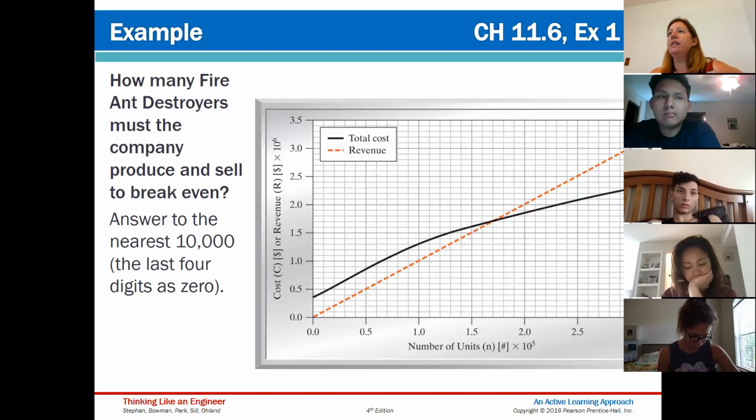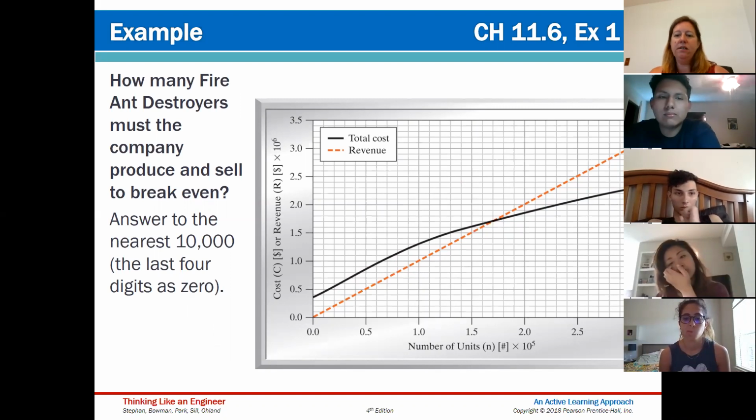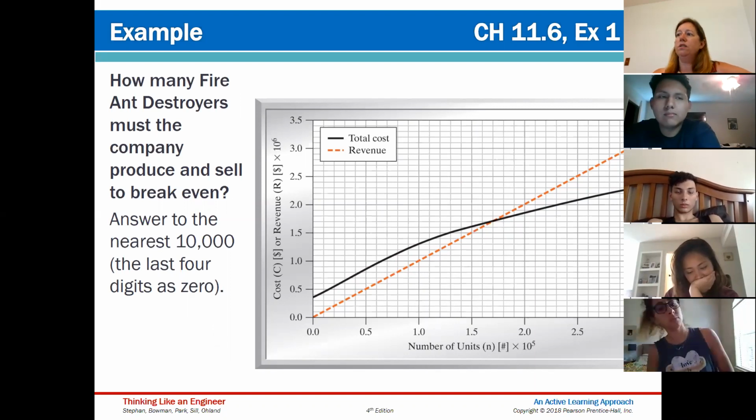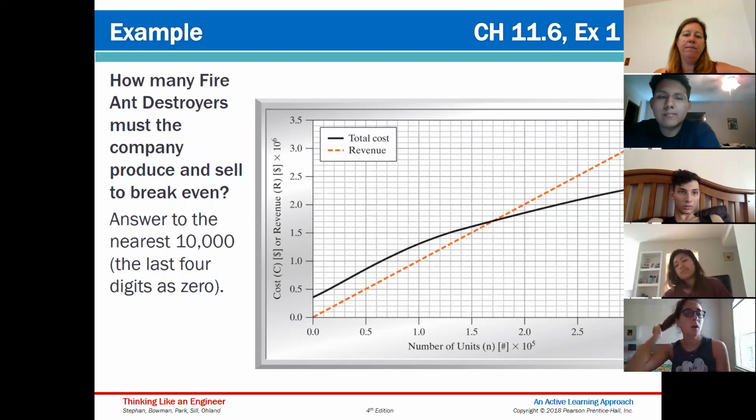So here, for an example, we produce fire ant destroyers, which it is springtime and the fire ants are starting to come out again. So these are definitely needed. If we have our company and we are producing and selling fire ant destroyers, our total cost line is our solid black line. Our dotted orange line is our revenue line. How many of these must the company produce and sell to break even?